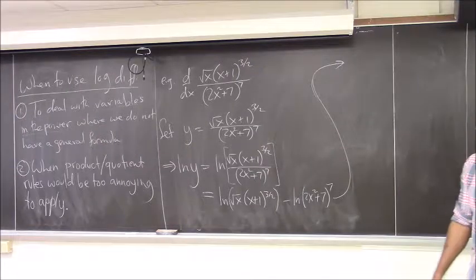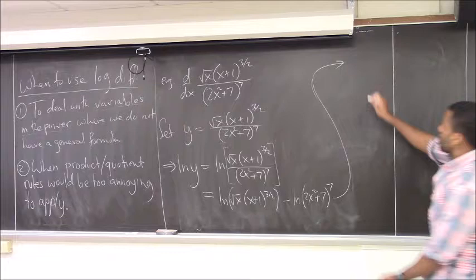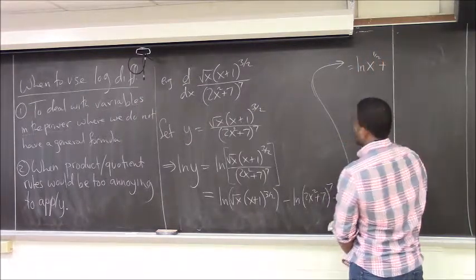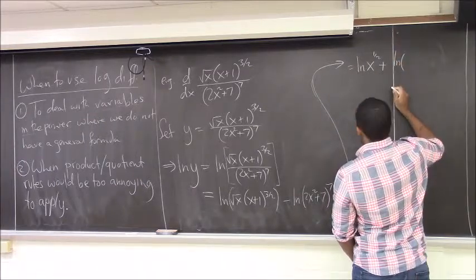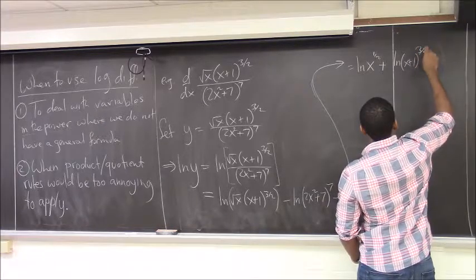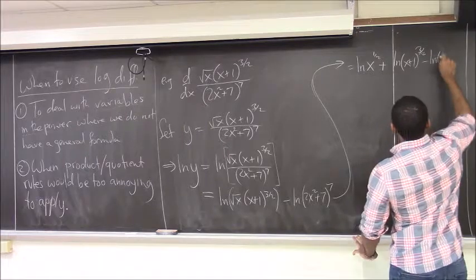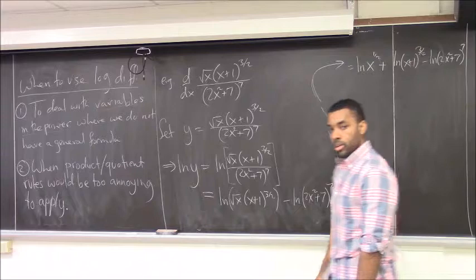Do ln x to the half power plus ln x plus 1 to the 3 halves minus ln 2x squared plus 7 to the 7. Okay. Can we do anything else?